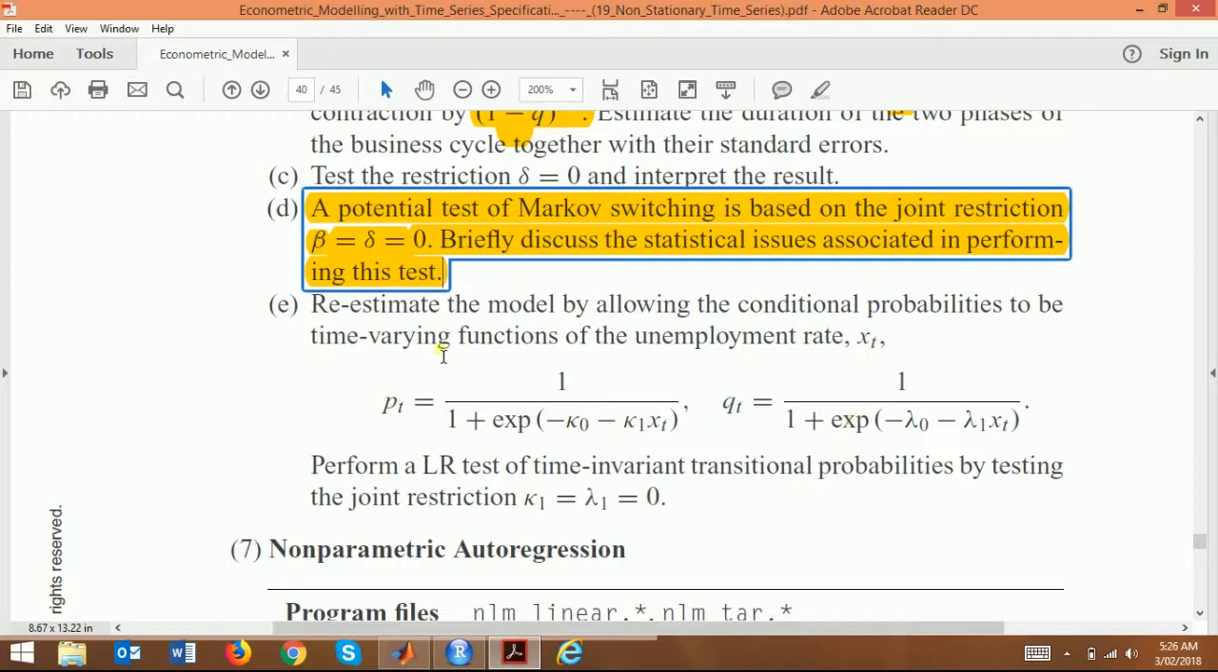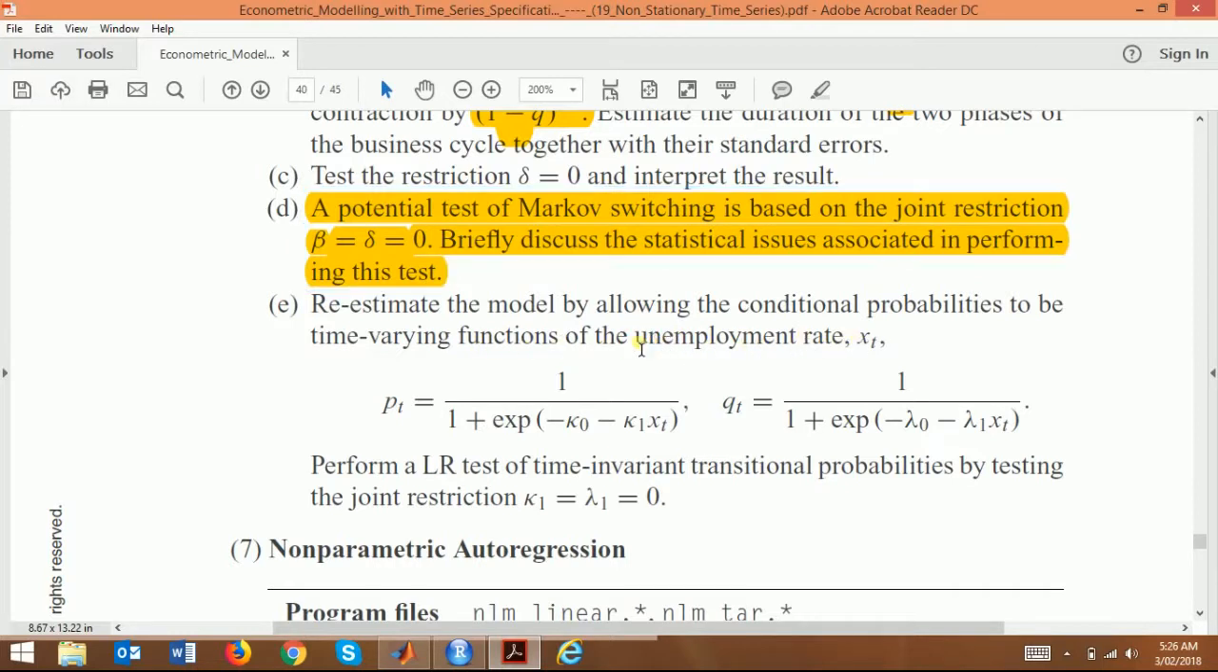Without the restriction, we can extend the model by allowing conditional probabilities to be time varying functions of the unemployment rate. So we are allowing the system to have another additional factor, the unemployment rate. Very interesting and very beautiful. That is simply including it with the kappas and lambdas in the denominator.